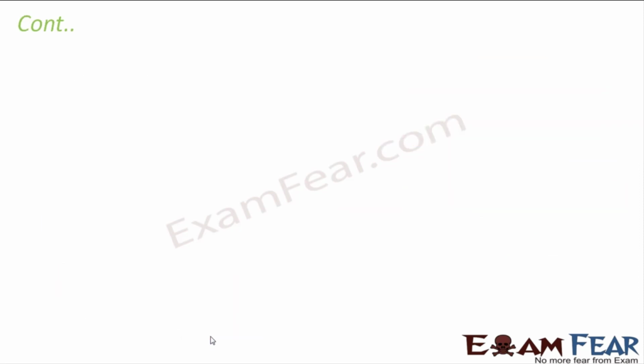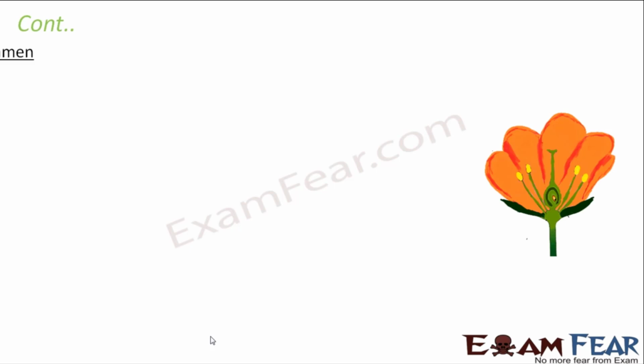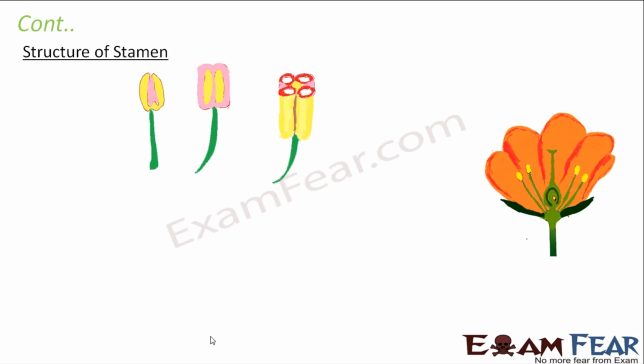Let us try to study the male and the female reproductive organ in a little more detail. So this was my flower. Let us talk about the structure of the stamen. If we look at a stamen closely, this is how it looks. The stamen has a stalk, known as the stalk of the stamen, and this yellow colored part is known as the anther. This is the stalk of the flower and this is the stalk of the stamen.